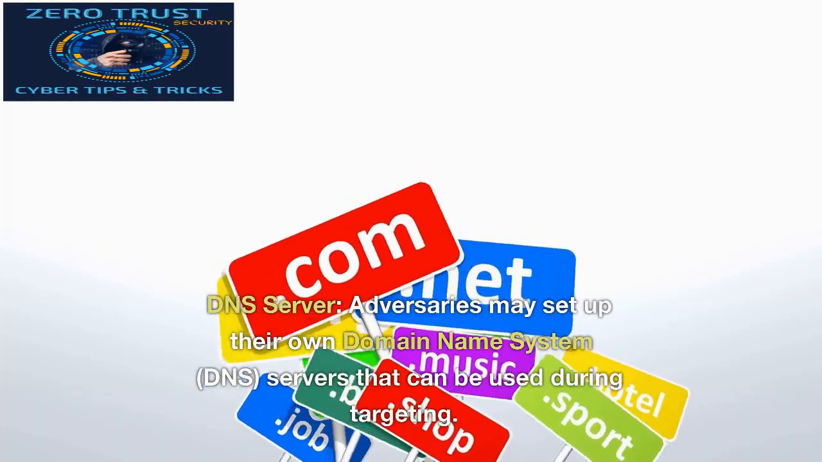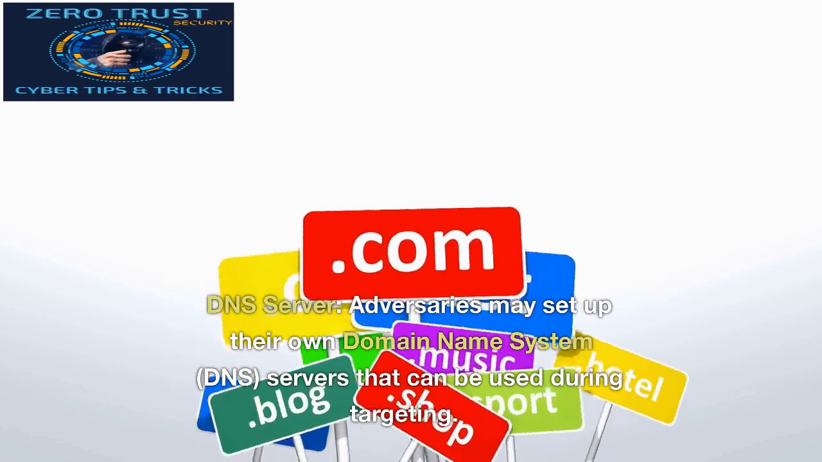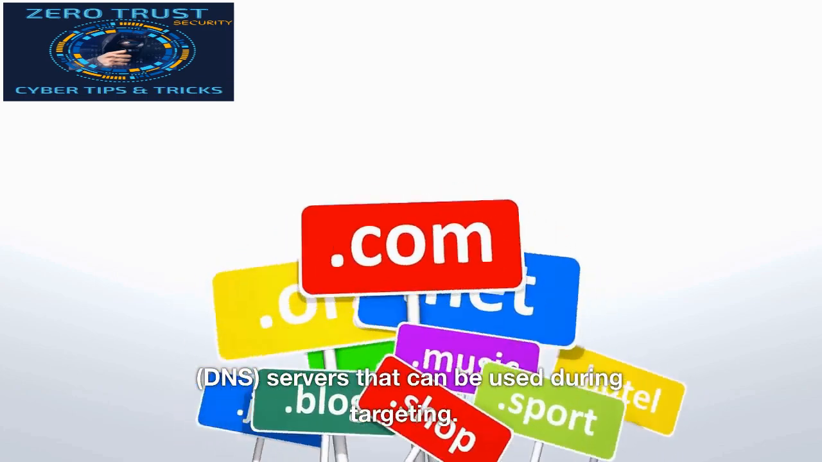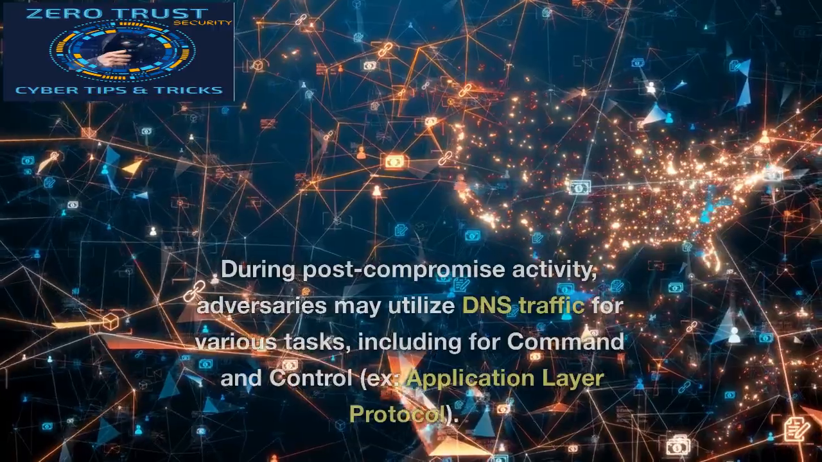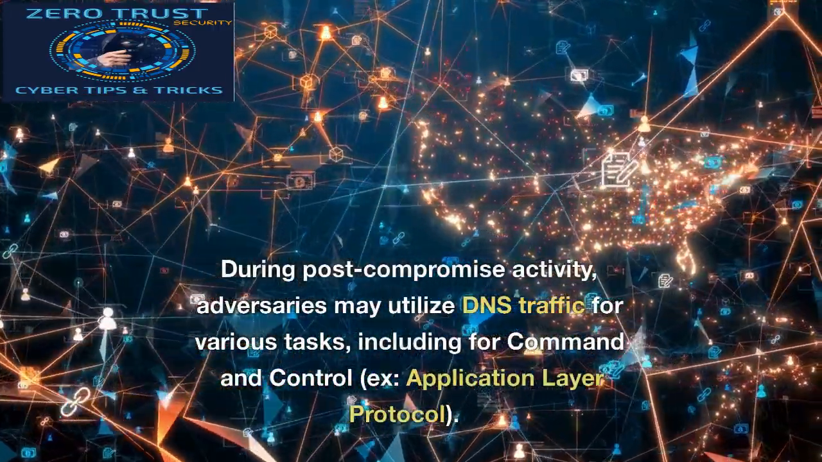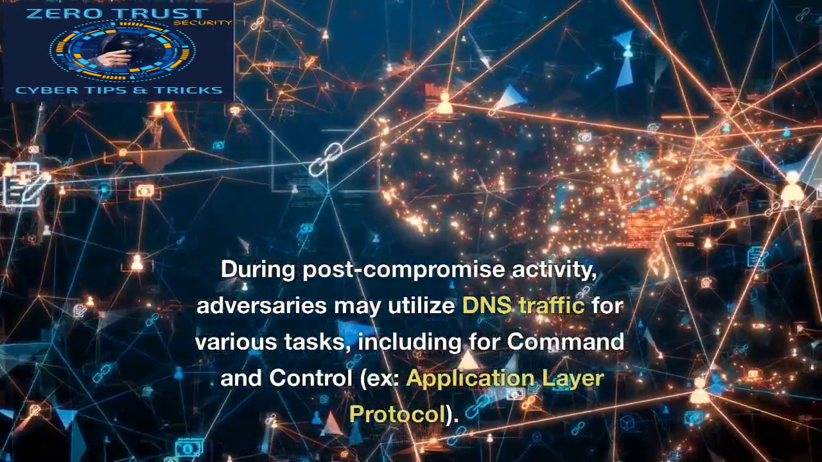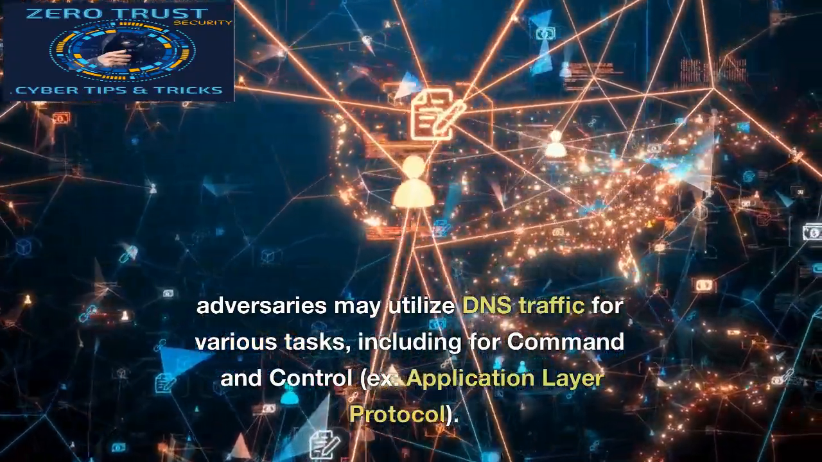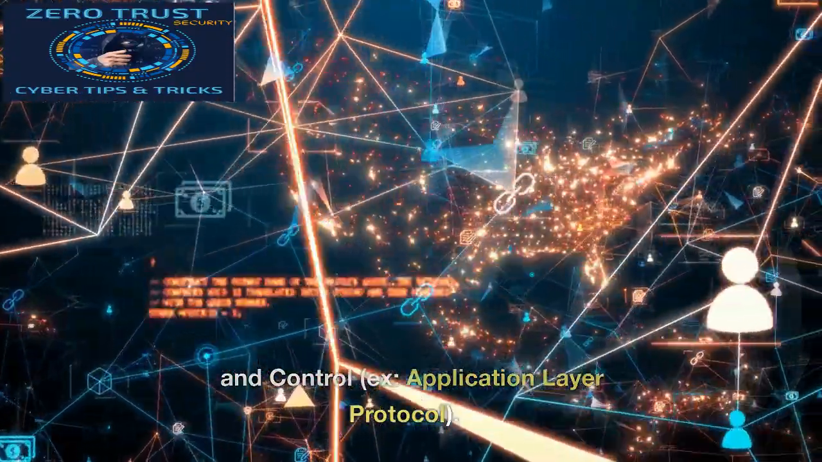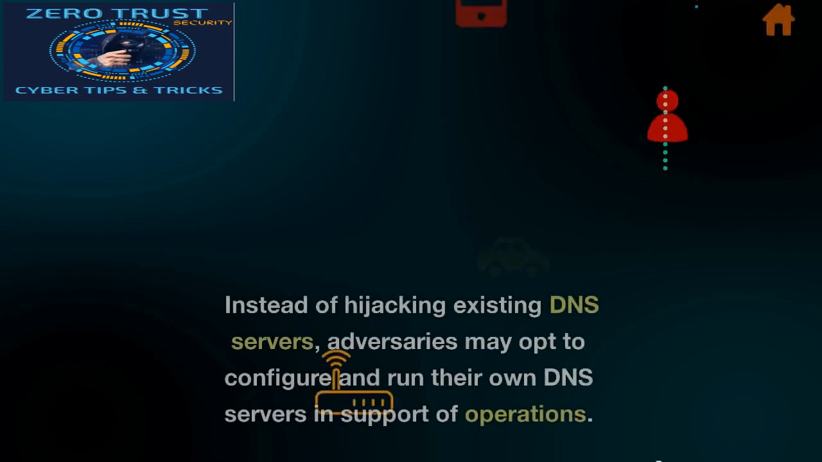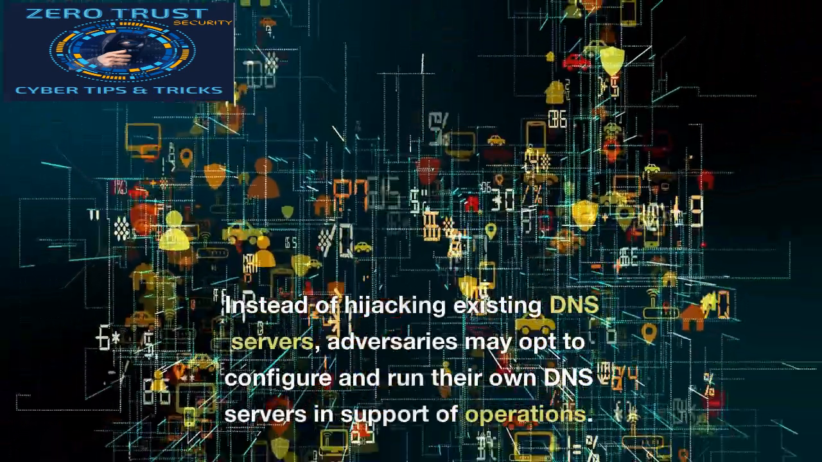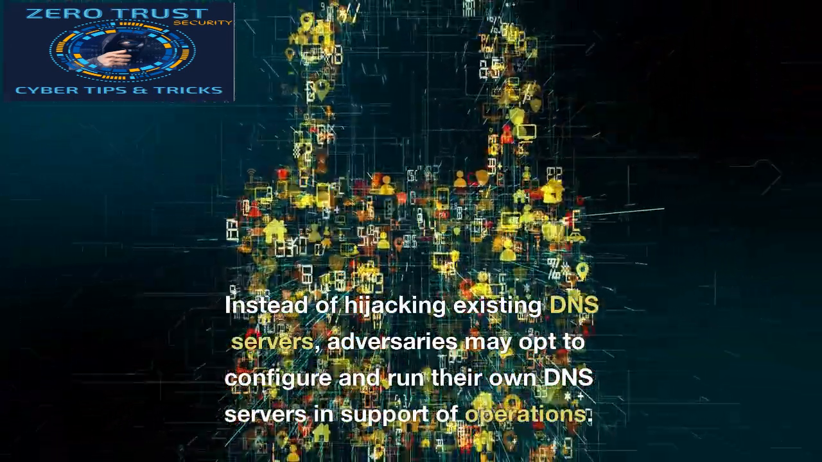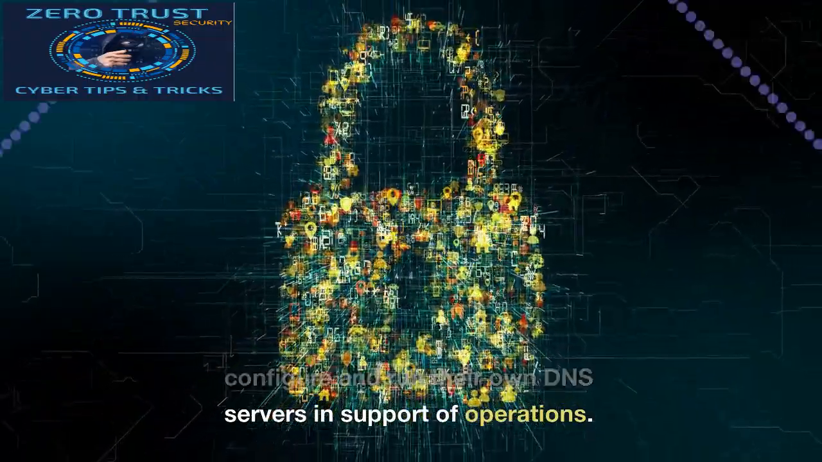DNS server. Adversaries may set up their own domain name system, DNS, servers that can be used during targeting. During post-compromise activity, adversaries may utilize DNS traffic for various tasks, including for command and control, application layer protocol. Instead of hijacking existing DNS servers, adversaries may opt to configure and run their own DNS servers in support of operations.